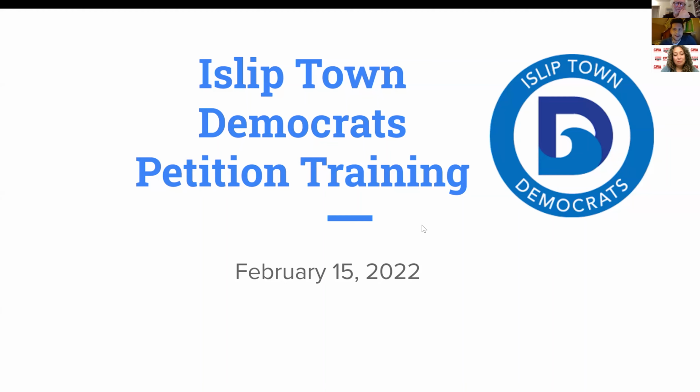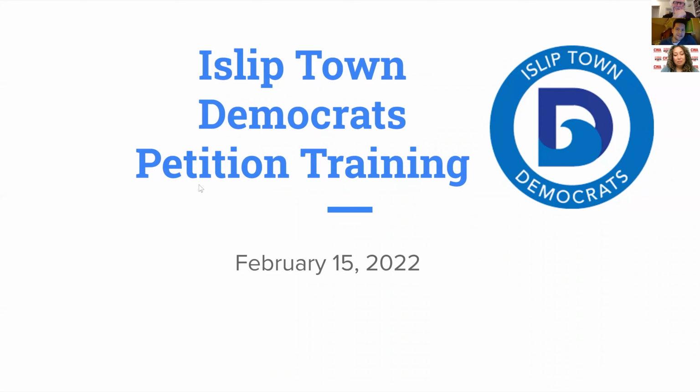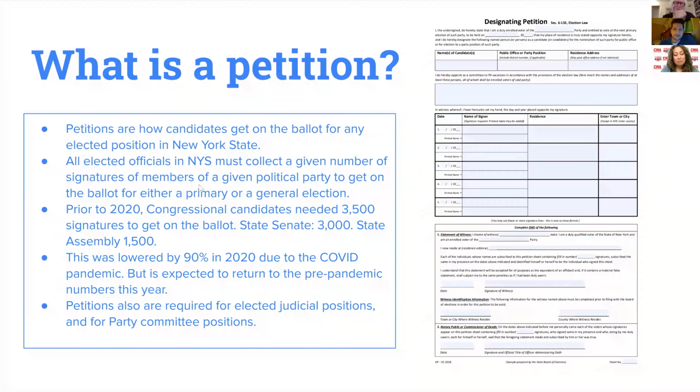The first and most important thing is to know what the petition is and what it looks like. On the right here is what it literally will look like. The only difference would be that you would have names of candidates listed for any given position. Basically, it's the way to get any candidate for elected office on the ballot in New York State. All elected officials, except for statewide officials, have to go through this process, unless they are in a primary, in which case they do still have to go statewide as well.